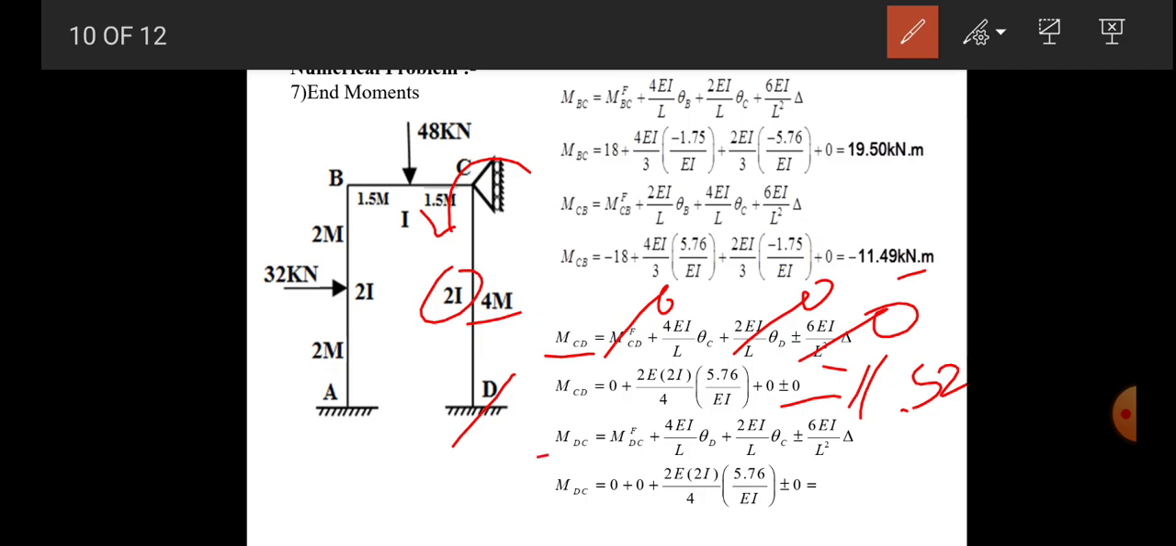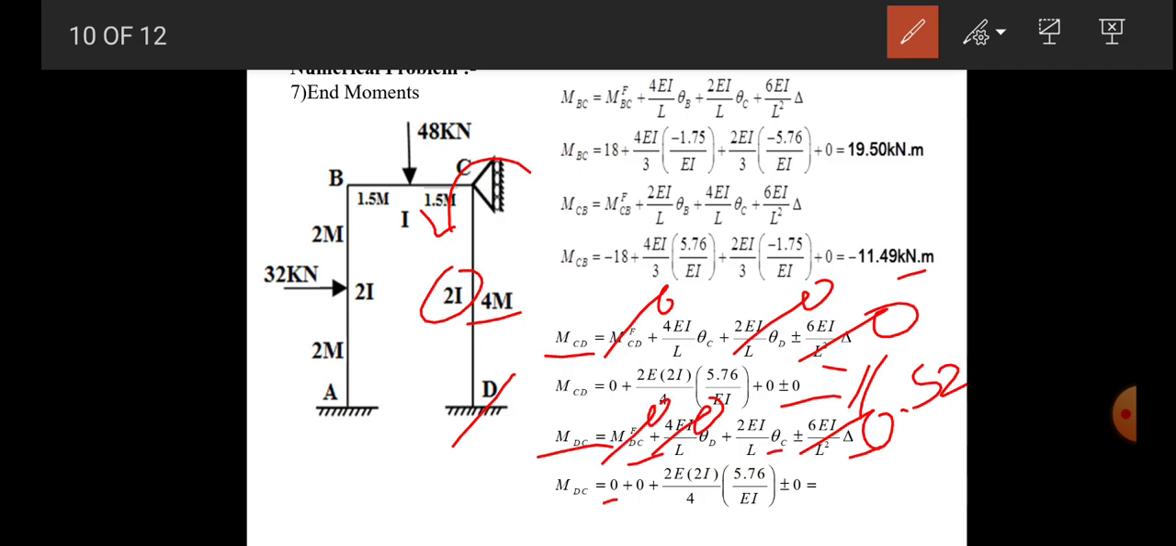Now next is for end MDC, MFDC plus 4 EI by L theta D plus 2 EI by L theta C plus minus 6 EI by L square into delta. Again the delta is 0 and theta D is again the fixed end, so 0. And now MFDC, again no load condition, so that value is also 0.